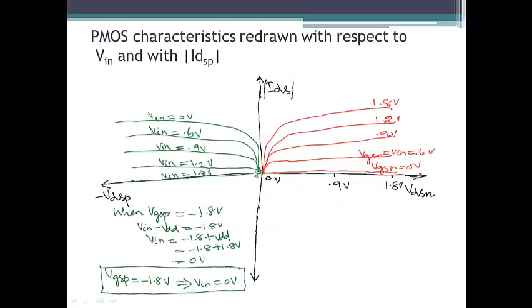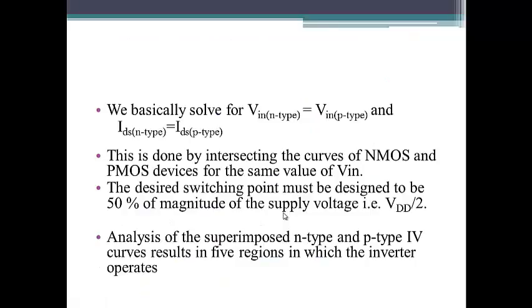Now, the curves have come here. So this one refers to Vin equal to 0. The next one is Vin equal to 0.6 volts, then Vin equal to 0.9, Vin equal to 1.2, and Vin equal to 1.8 volts. So this is the second step in the graphical method. And now we are solving this for Vin of n type and Vin of p type, when IDS is equal to IDSN is equal to IDSP. So this is how we solve and find the intersection points.